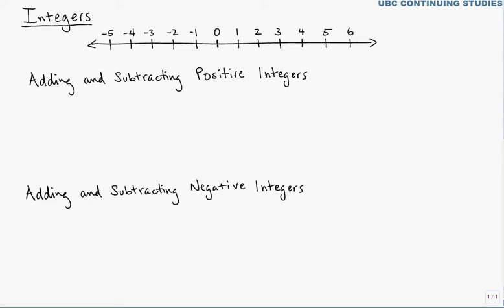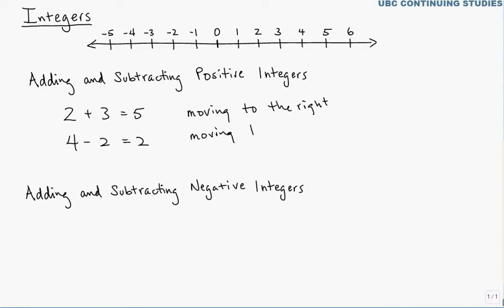Integers are the set of whole numbers, both positive and negative. Adding and subtracting positive integers is fairly straightforward. Something like 2 plus 3 equals 5. We can think of this as just moving to the right on the number line. Subtracting, something like 4 minus 2 equals 2, is simply moving to the left on the number line.